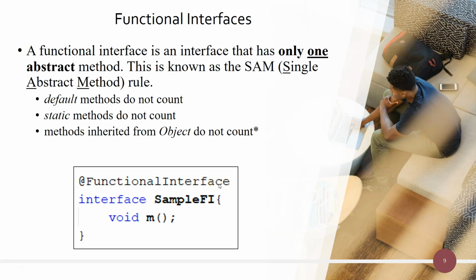A functional interface is an interface that has only one abstract method. This is known as the single abstract method rule, or SAM. Default methods do not count when you're counting them up, static methods do not count, and methods inherited from Object do not count. And there's a sample one, FI, a sample functional interface. You've got void m, that is the only abstract method there, and that's what you need, just one.